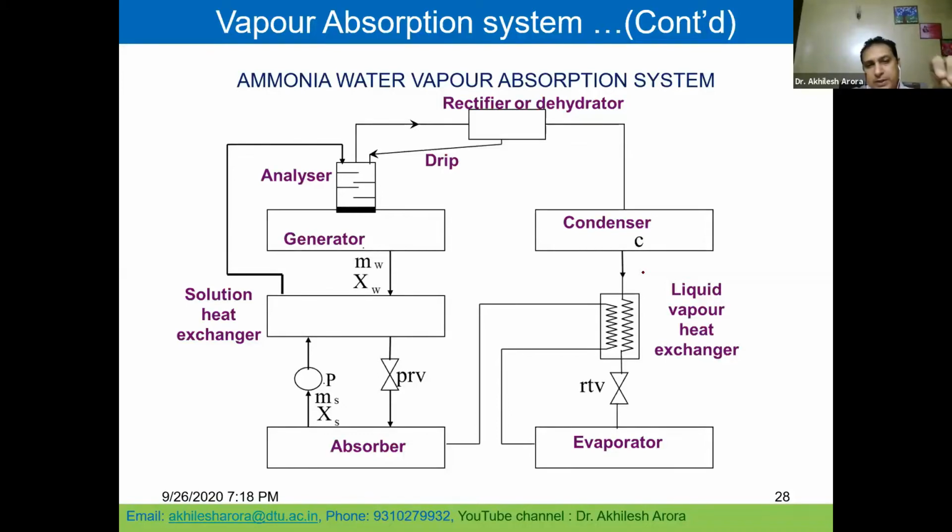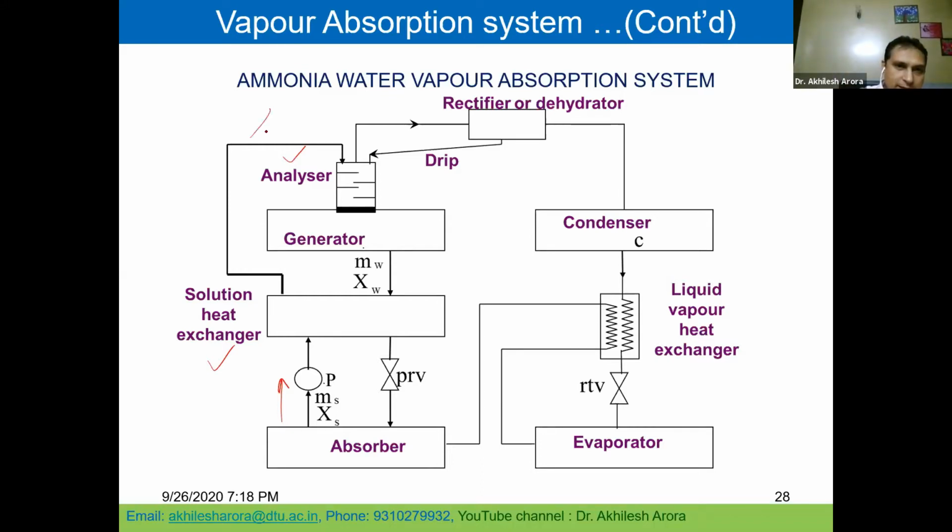There is every possibility that the vapor which is going to the condenser can contain water along with the ammonia. So what we do is, in the generator, the strong solution which is leaving the absorber first passes through this solution heat exchanger. This is the solution heat exchanger. It goes to the analyzer. Analyzer is a sort of separator.